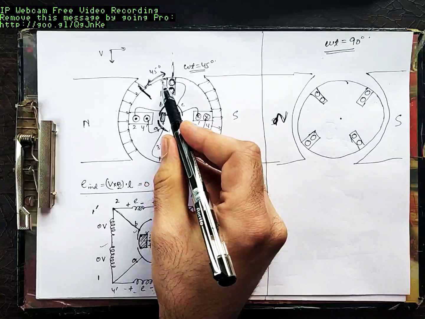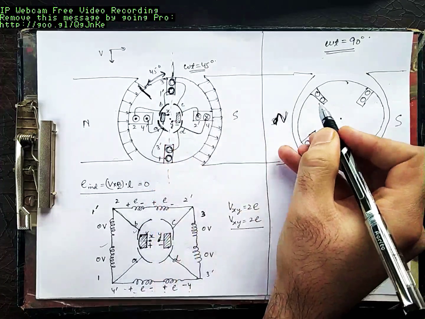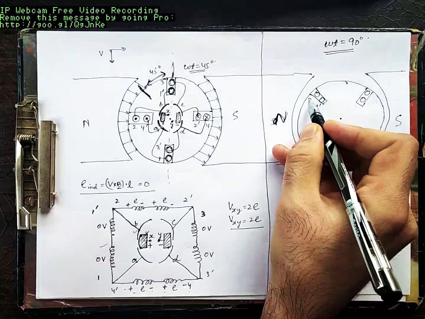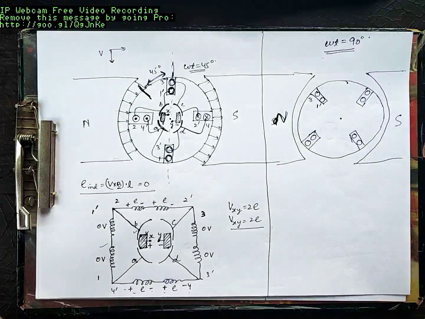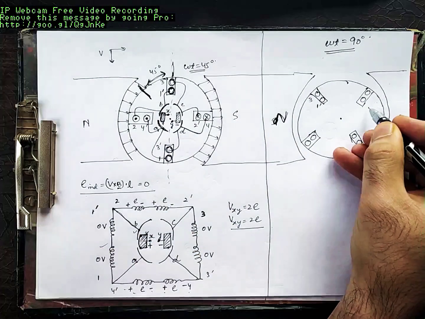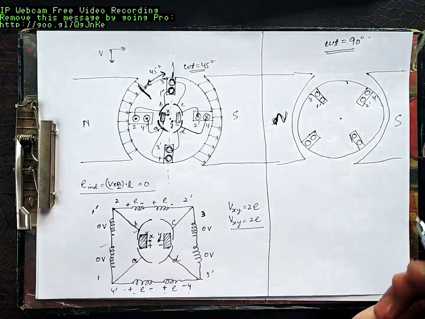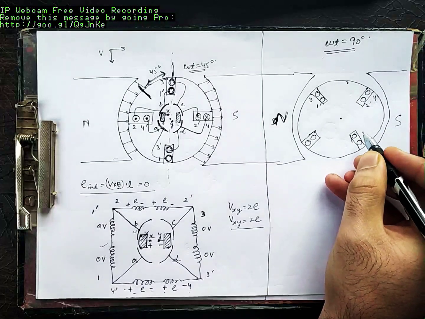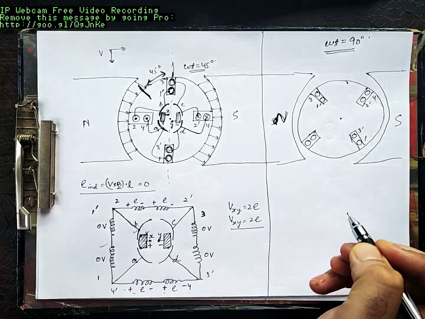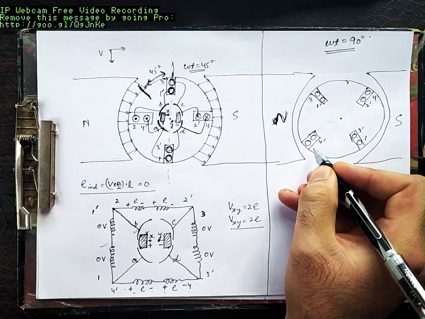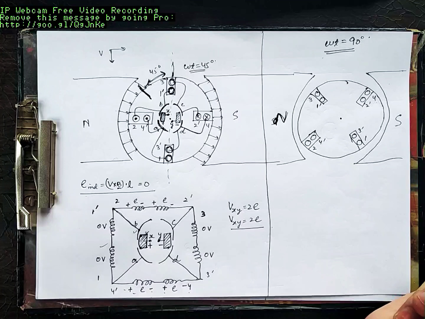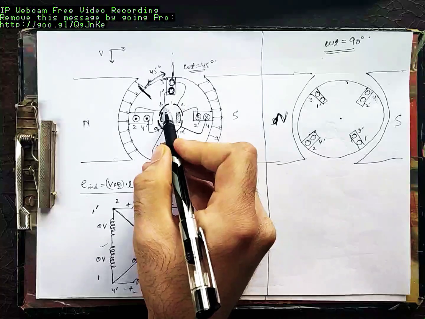1 prime and 3, they will reach here. 2 prime and 4. 3 prime and 1. 4 prime and 2. Commutator segments were also rotated by another 45 degrees. That means they have also rotated. B was here, so B will now be here.